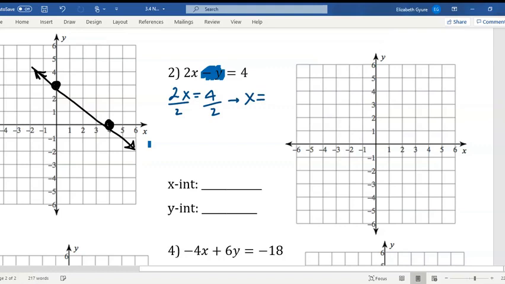What is 4 divided by 2? 2. Okay, so now x is 2. What is the appropriate way to write that as a coordinate point? Very good. 2, 0. Good.